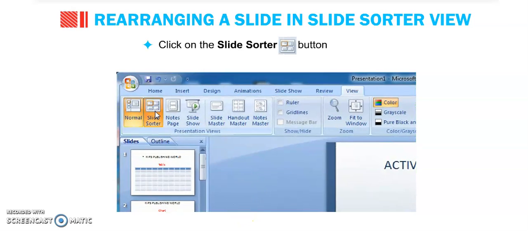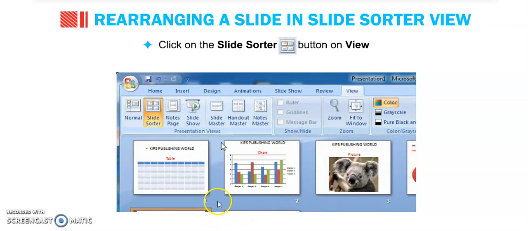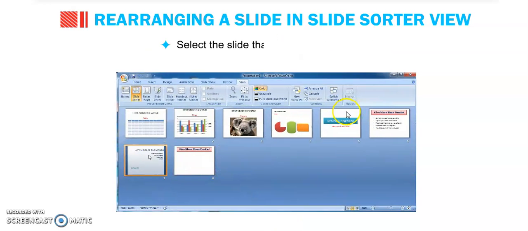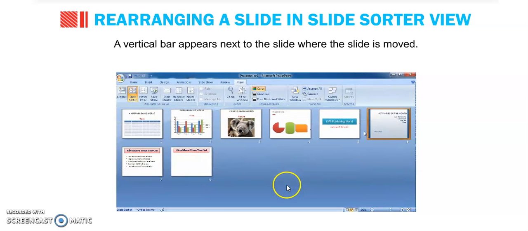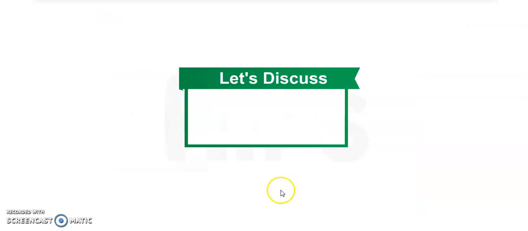So how can we rearrange slides in slide sorter view? Slide sorter view is where all the slides are shown in this manner. Click on the slide sorter button on the view tab. Then select the slide that you want to move. Drag the slide to a new location. A vertical bar appears next to the slide where the slide is moved. Now let's discuss moving objects and moving slides.